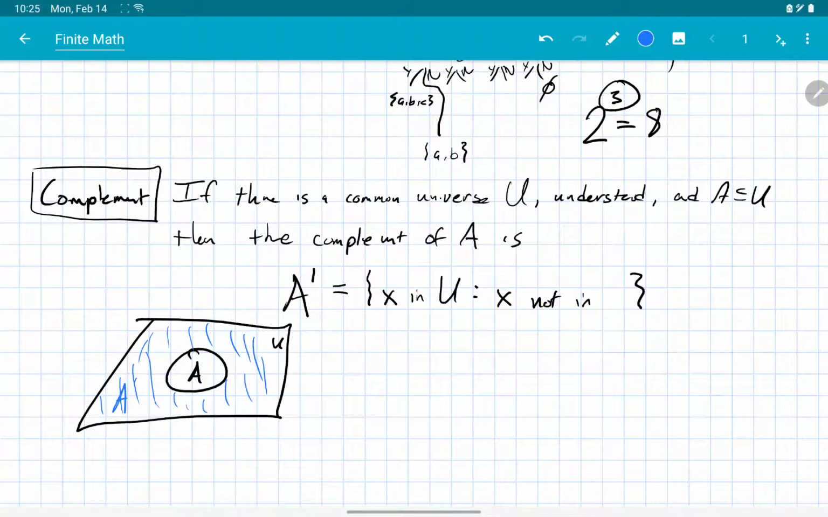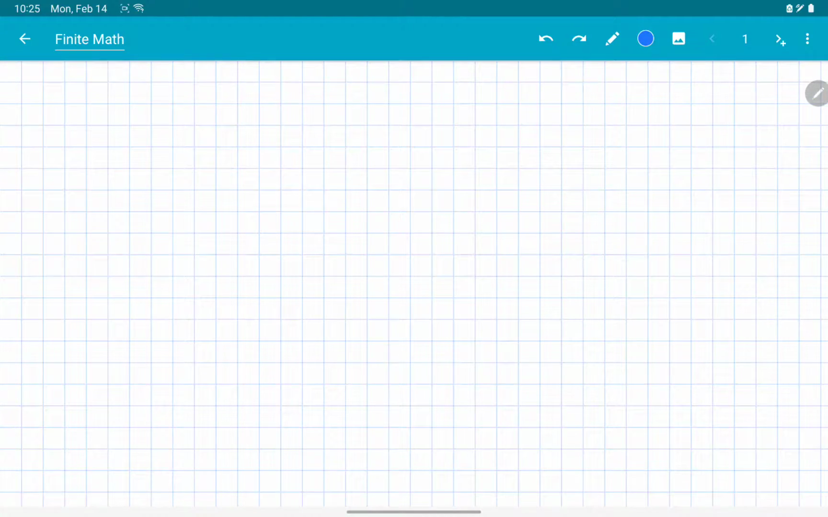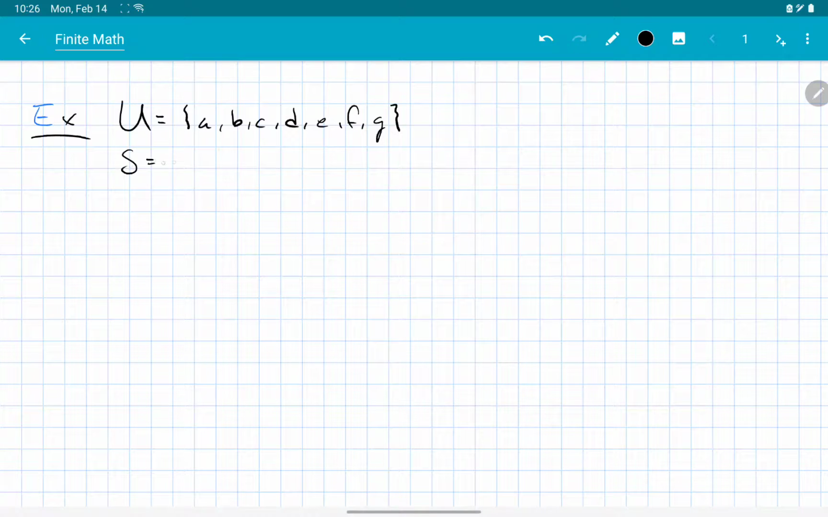All right, I promised one last problem here. So I'm going to write 3 sets here. U is going to be my universe. It's going to be A, B, C, D, E, F, and G. S is going to be a subset of U. It's going to be A, B, C. And T is going to be a different subset of U, A, C, D. Okay, so those are my 3 sets.